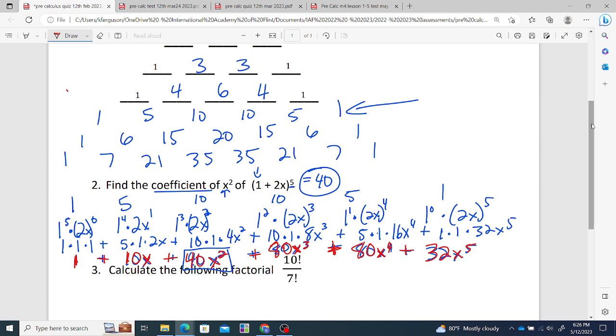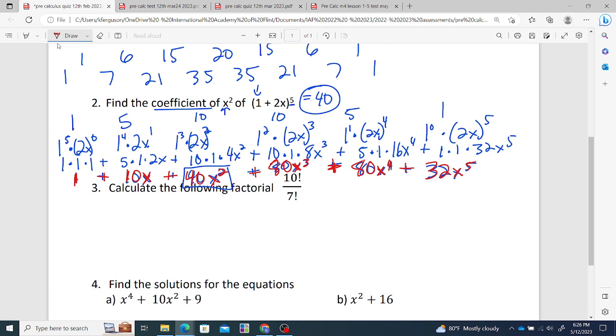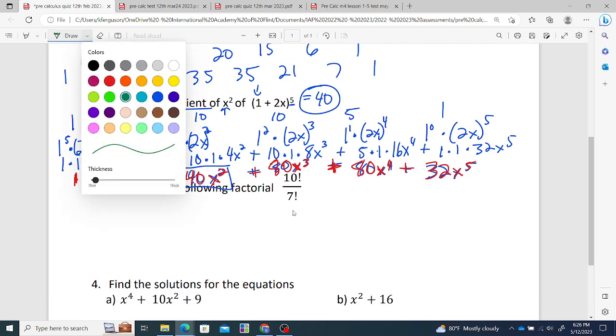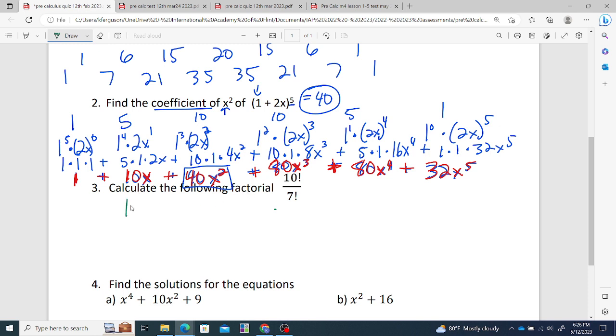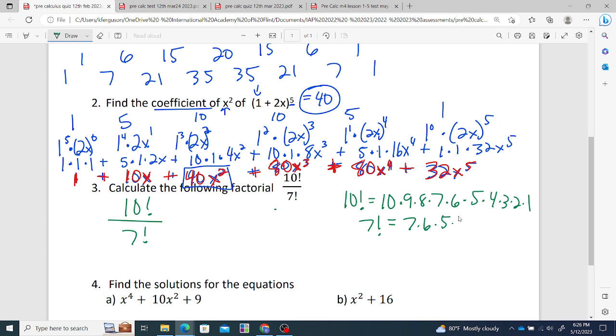All right. So next. Calculate the following factorial. I've got 10 factorial divided by 7 factorial. Remember what a factorial means. 10 factorial means 10 times 9 times 8 times 7 times 6 times 5 times 4 times 3 times 2 times 1. That's 10 factorial. 7 factorial is 7 times 6 times 5 times 4 times 3 times 2 times 1.